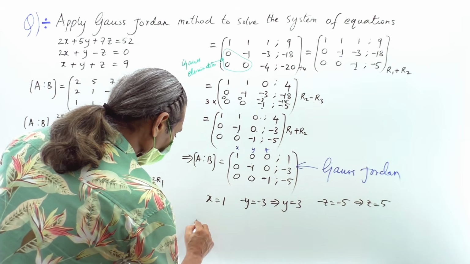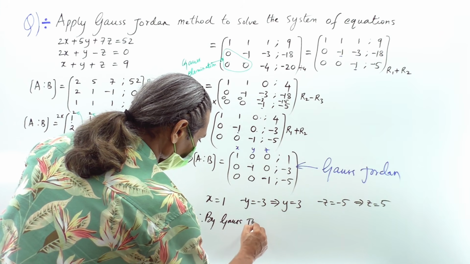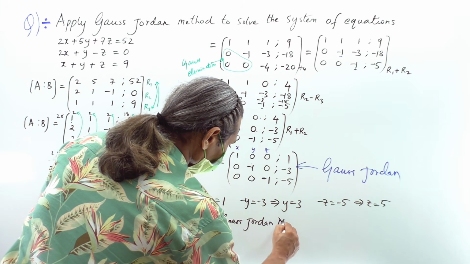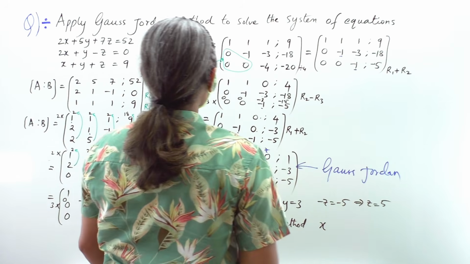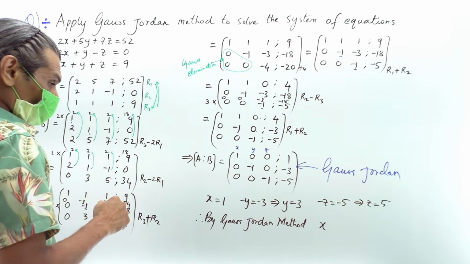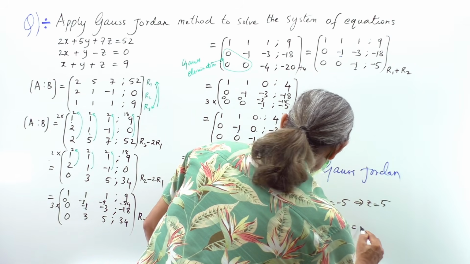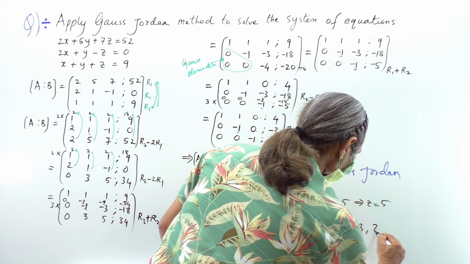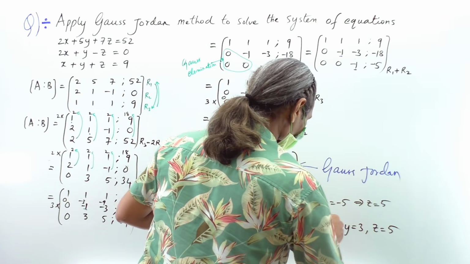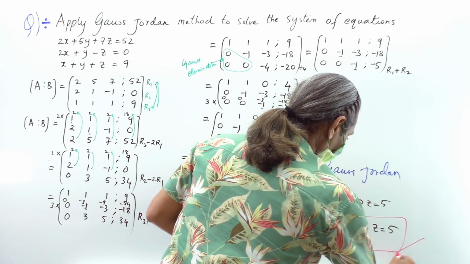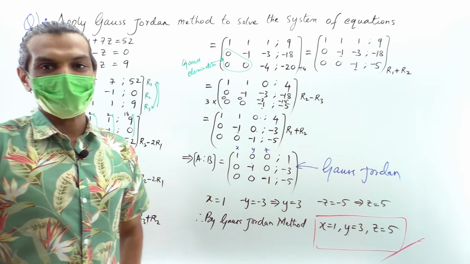Beautiful, that's all. Therefore, by the Gauss Jordan method, we get the solution for the given system of equations: x equals 1, y equals 3 and z is equal to 5. Beautiful solution by application of the Gauss Jordan method. That's all.